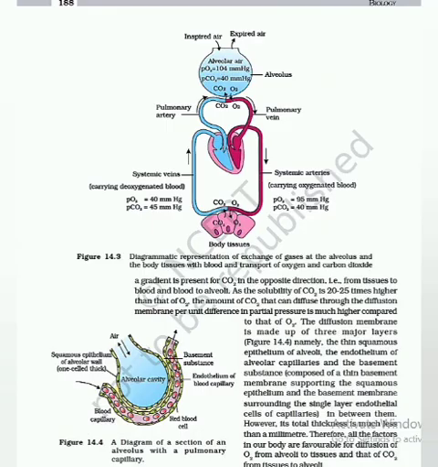The diffusion membrane is made up of three major layers, namely the thin squamous epithelium of alveoli, the endothelium of alveolar capillaries, and the basement substance, composed of the thin basement membrane supporting the squamous epithelium, surrounded by the single layer of endothelial cells of capillaries in between them. However, its total thickness is much less than a millimeter. Therefore, all the factors in our body are favorable for diffusion of oxygen from alveoli to tissue and that of carbon dioxide from tissue to alveoli.